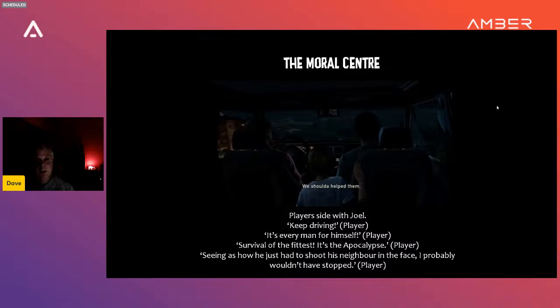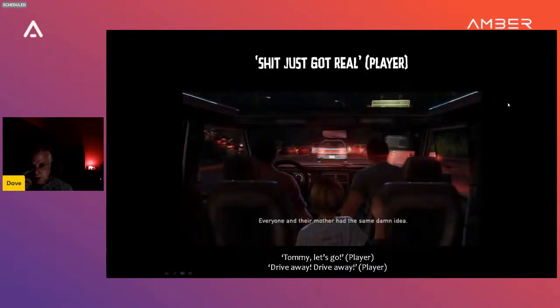And this player justified this kind of thought process, seeing as how he had just had to shoot his neighbor in the face. I probably wouldn't have stopped. So he's justifying Joel's command here. Keep driving, keep going, I've got to look after Sarah. And this player is putting themselves, mentalizing and putting themselves into the shoes of Joel.